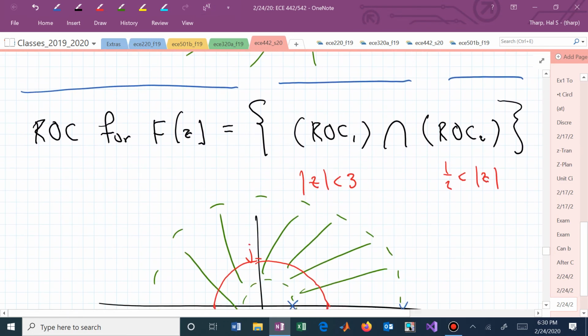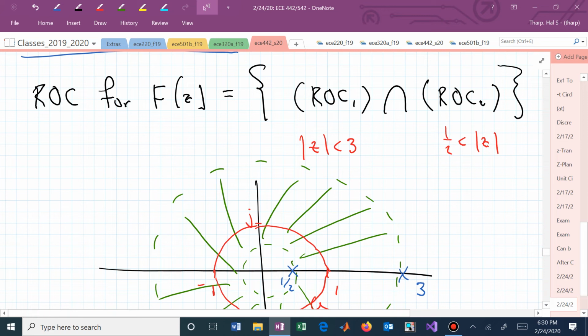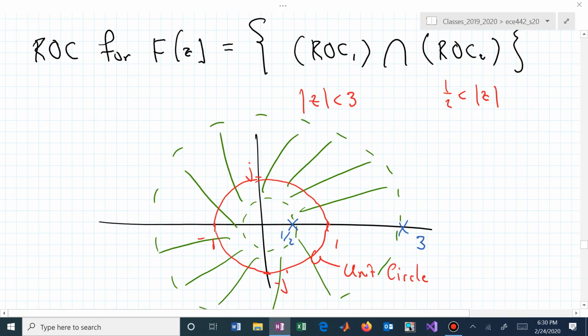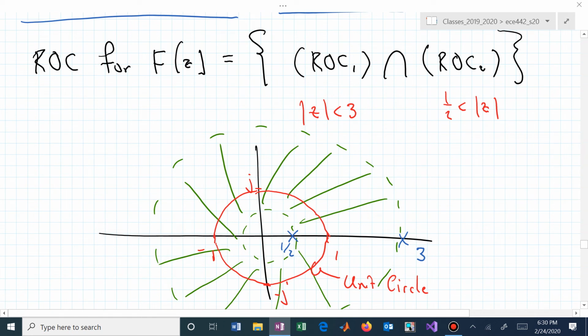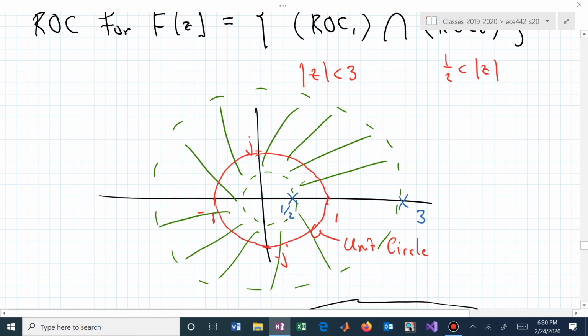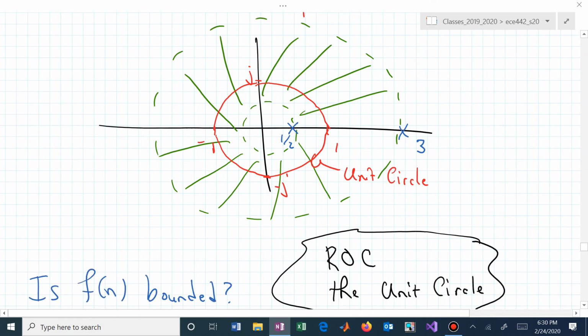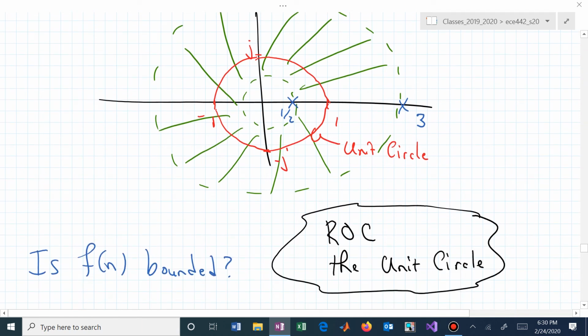What's the overall region of convergence? Well, we need to make sure that the intersection of those two is what we use. We say, oh, region of convergence 1 was when |z| was less than 3. Region of convergence 2 was when |z| was bigger than 1/2. Their intersection gives us this annular region. And now, is f of n bounded? Does the region of convergence include the unit circle?